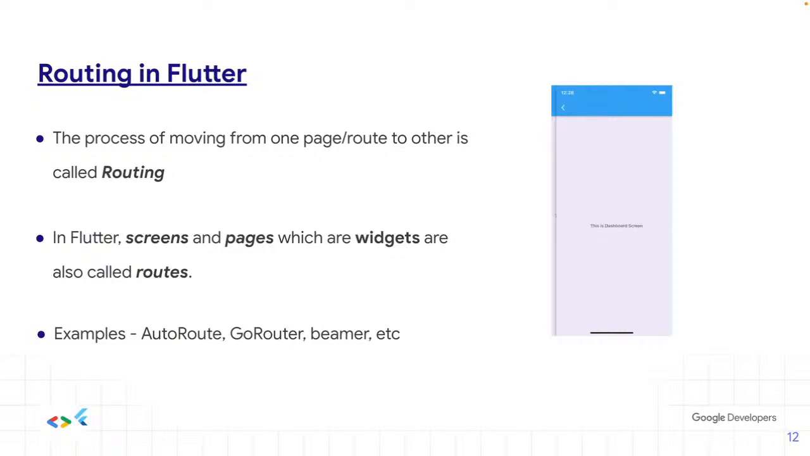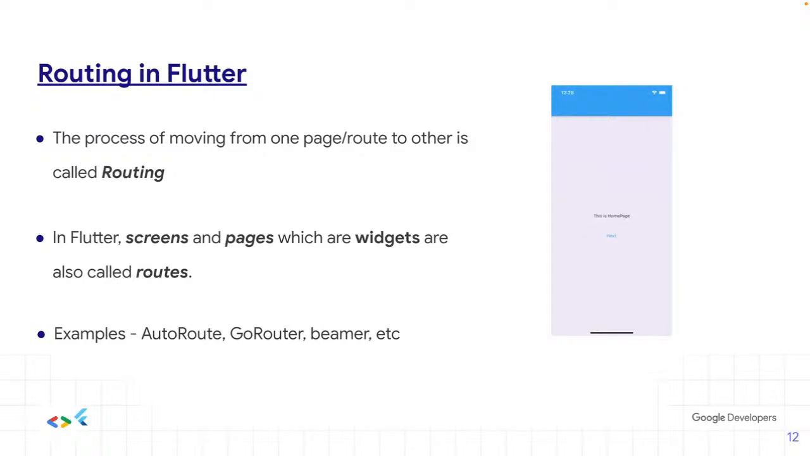Now, if it is a small application, you can totally maybe let it go. But if it is a complex application, it's always better to have a routing structure. And there are certain packages for this, like AutoRoute, there is Go Router, and there's also Beamer. The one that I prefer the most is the AutoRoute because it's always worked out well for me.